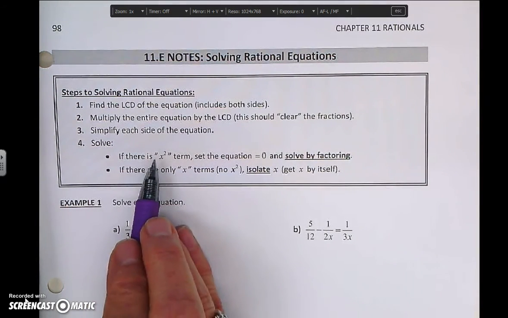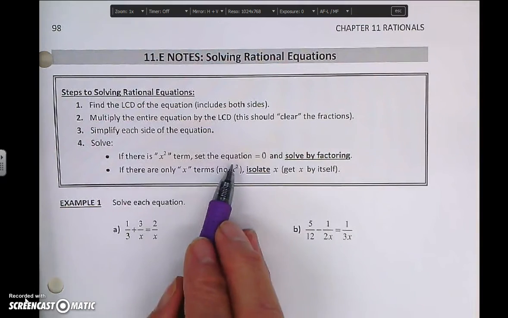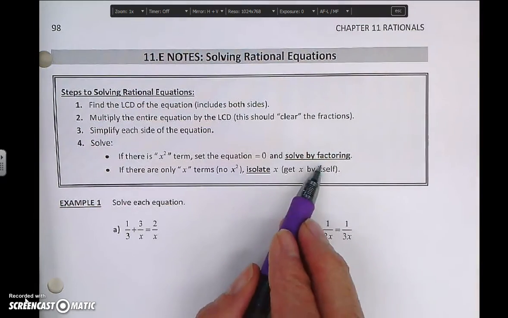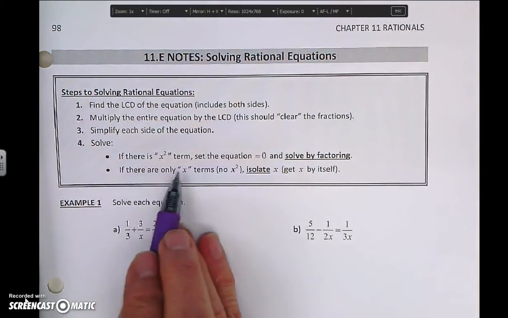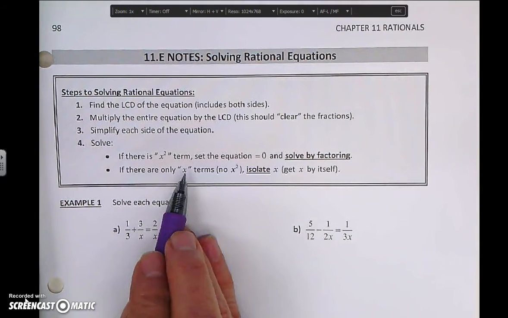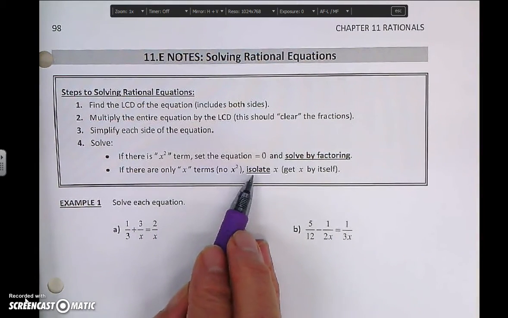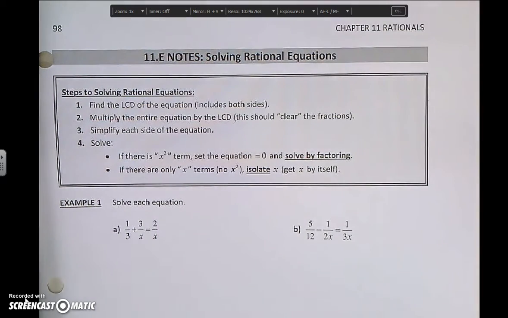So if there's an x squared term, you're going to set the equation equal to 0 and solve by factoring. And if there's only an x term, no square on it, isolate the x or get x by itself to solve.